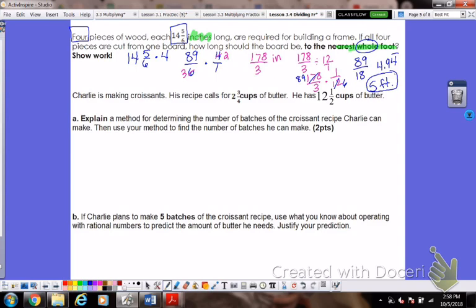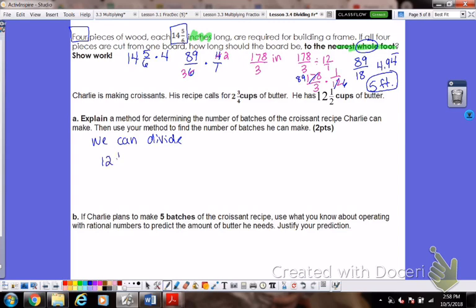All right, last problem, 2 parts. Charlie's making croissants. His recipe calls for 2 3/4 cups of butter. He has 12.5 cups of butter. Explain a method for determining the number of batches of the croissant recipe Charlie can make, then use your method to find the number of batches he can make. Well, our method would be, we can divide. So there's our method. And now we're going to actually do it.